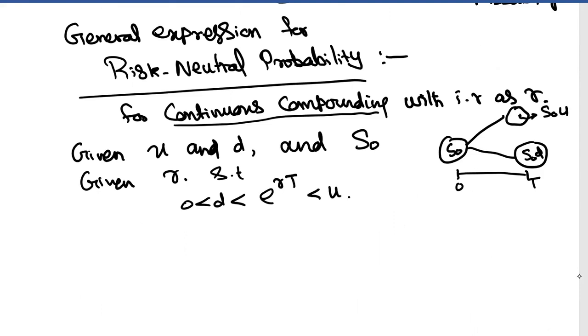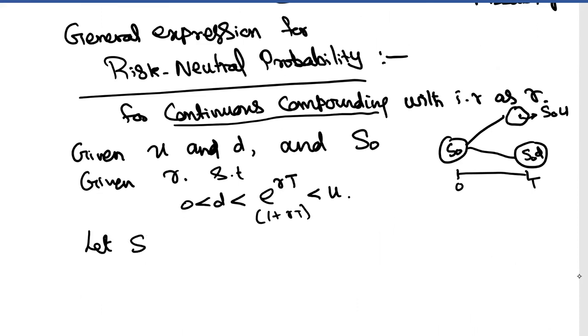So this is the no arbitrage condition that we take. Similarly, if you are working with discrete compounding, then it should be 1 plus RT, or if T is 1, then it is 1 plus R. Note that R is per annum interest rate.